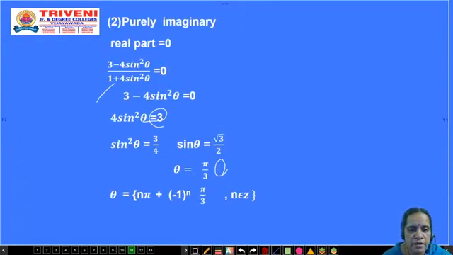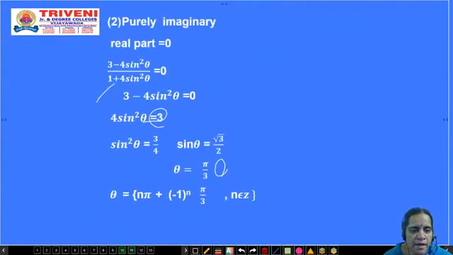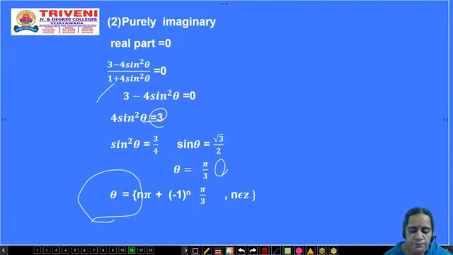And then the second one is what here? Purely imaginary. Purely imaginary means the real part is 0. What is the real part here? (3 minus 4 sin square theta) by (1 plus 4 sin square theta) is equal to 0. Then the denominator goes to the right hand side, and the total value is 0. Then we get 3 minus 4 sin square theta is equal to 0. 4 sin square theta is equal to 3. Sin square theta is equal to 3 by 4. Sin theta is equal to root 3 by 2.